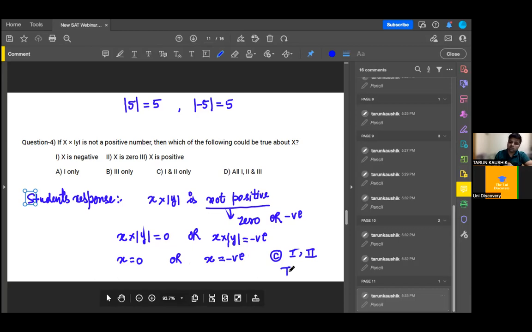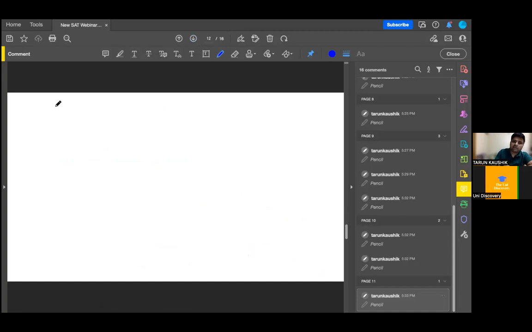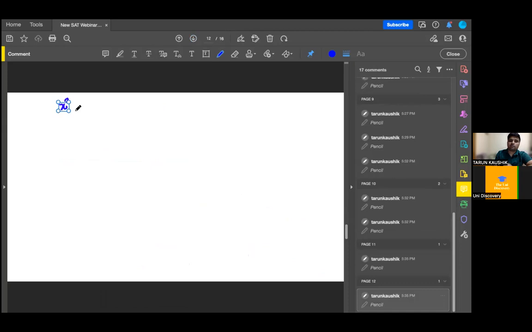And again, I must tell you, this is the trap answer. Why? Let's try and understand the statement. If I say x square, which we have learned in school, x square means it has to be positive. If we say under root x, it has to be positive. If we say modulus x, it has to be positive. But the correct way of saying it is that these things cannot be negative.